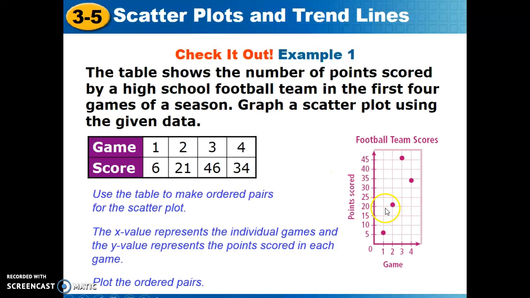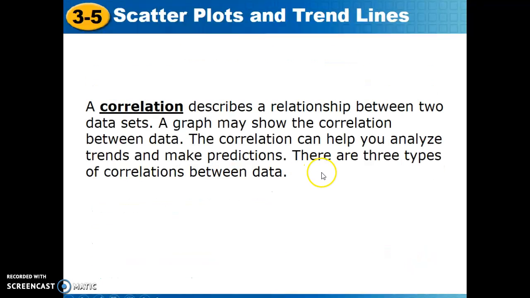Plotting the ordered pairs, we see data like this. Notice our x-axis or domain has to represent the number of games 1 through 4, but the score goes much higher. It has to go as high as 46 to see that third game score.